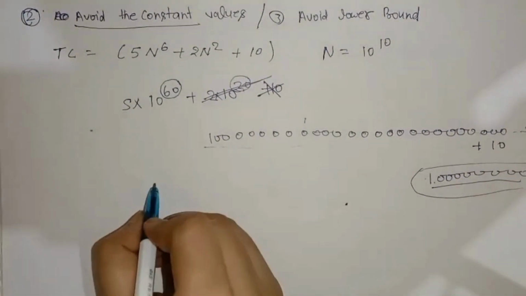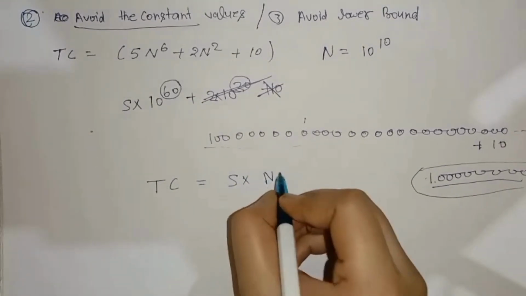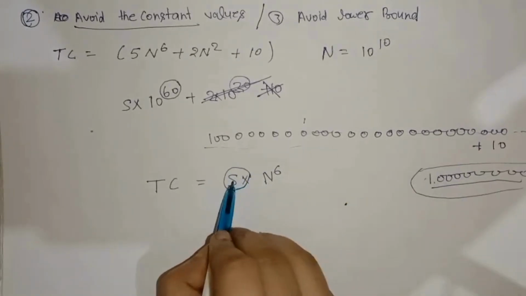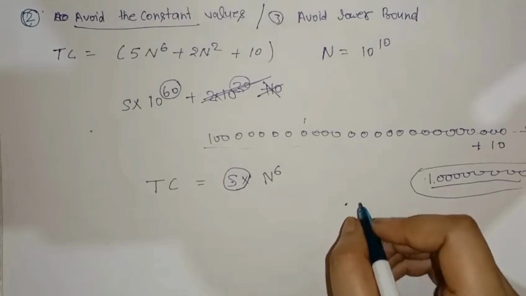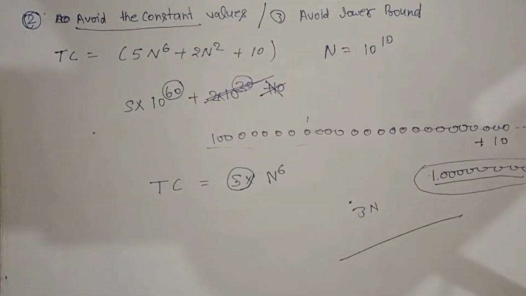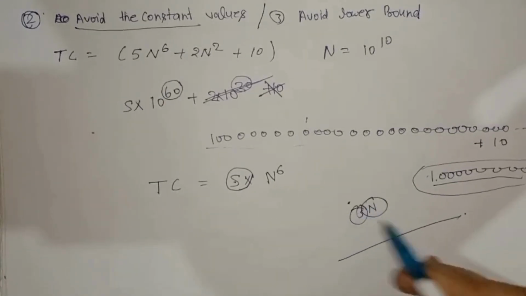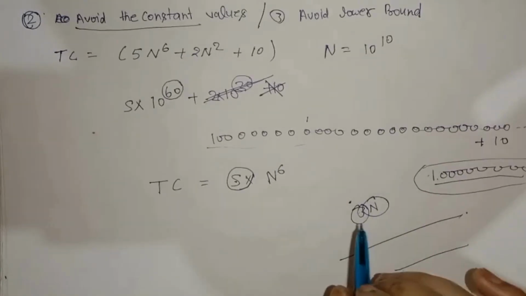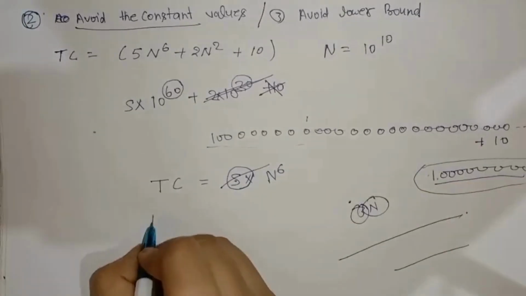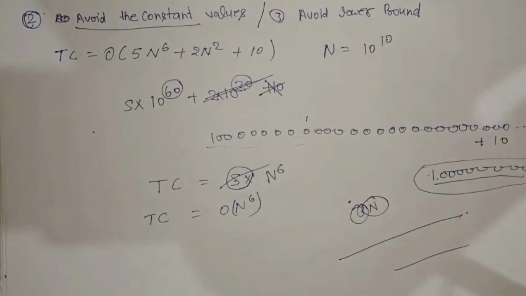So the time complexity for this is 5 into n to the power 6. And here also we don't need 5. Why? Let's think you have a time complexity like 3n, and this is linear, it makes a line. If you remove 3, then it still makes only a line, nothing else. So that's why we don't need to use 5. So our time complexity is order of n to the power 6.